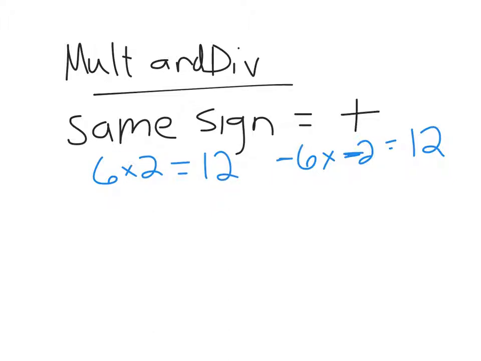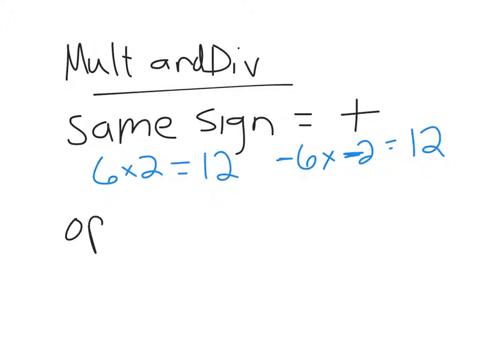And sometimes that's tricky because we get that confused with addition, that if we were adding -6 plus -2, we would get -8. We would keep that negative sign. But here, when we're multiplying the same sign, my answer is always positive.